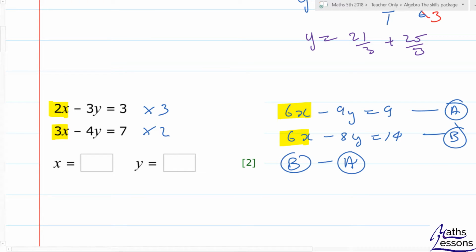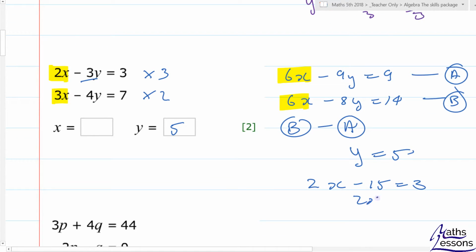6x minus 6x is easy. It is just 0. Minus 8y minus minus 9y is just one lot of y. 14 minus 9 is 5. So y is 5. That's nice and easy. And then we can put that y equals 5 into either of these equations. I'm going to put it into the top one. So we know that 2x minus 15 equals 3, because 3 times 5 is 15.